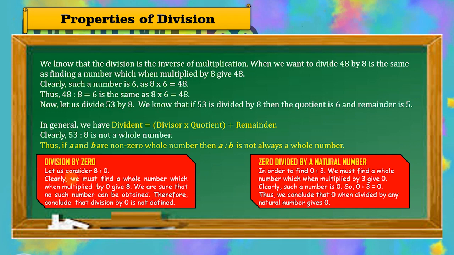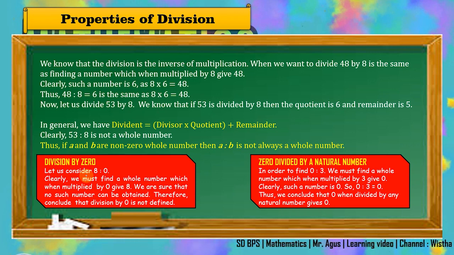Division by 0. Let us consider 8 divided by 0. After you understand the meaning of division, clearly we must find a whole number which, multiplied by 0, gives 8. We are sure that no such number can be obtained. Therefore, we conclude that division by 0 is not defined. So, if someone asks you what is the result of 8 divided by 0, the answer is not defined.